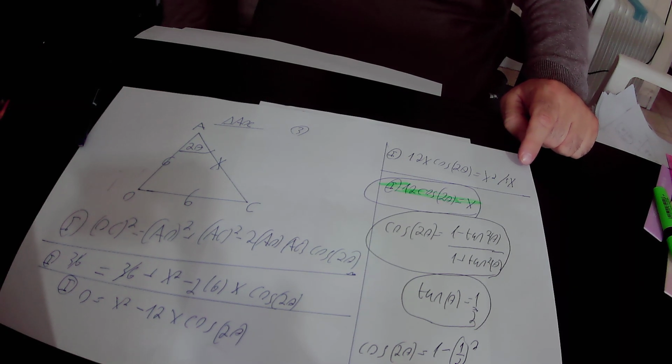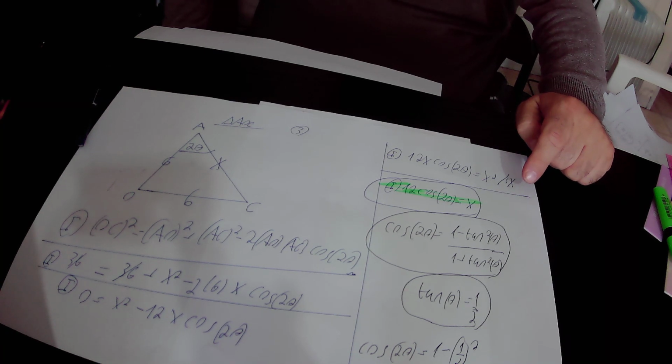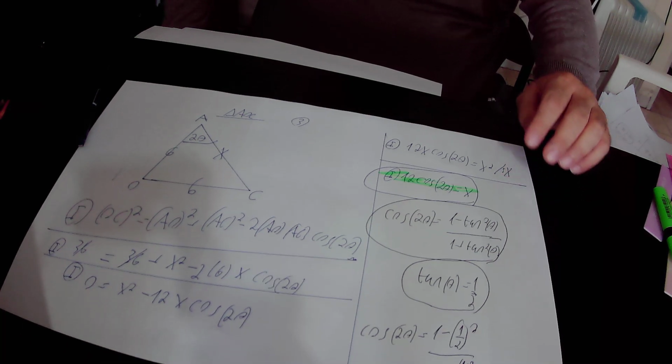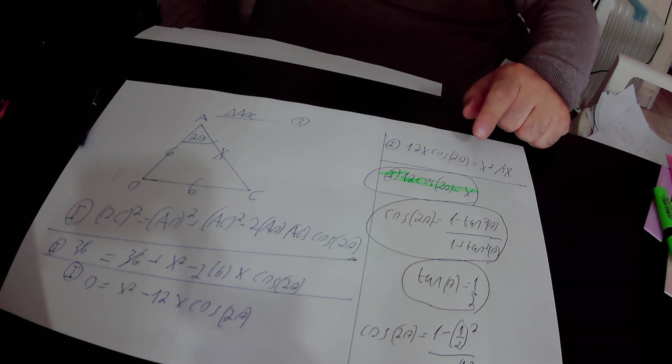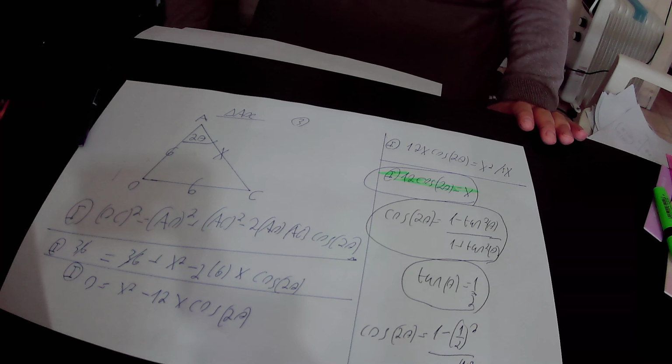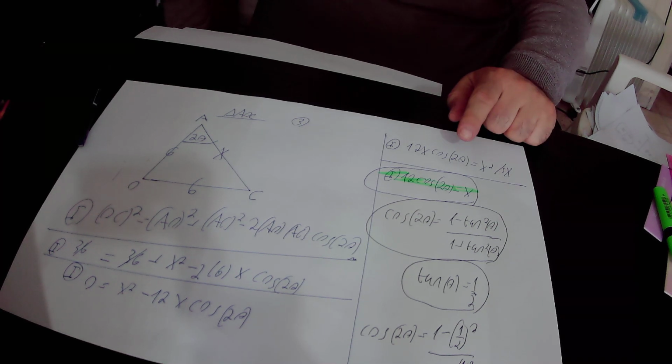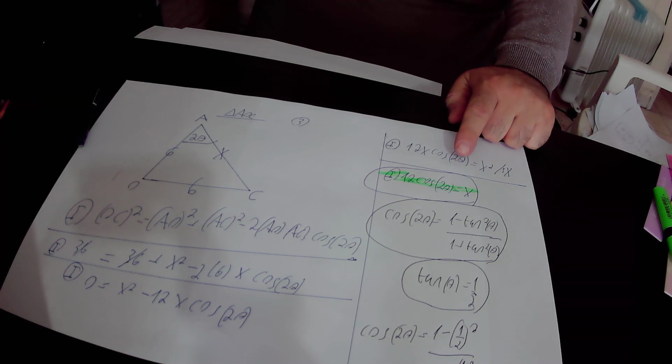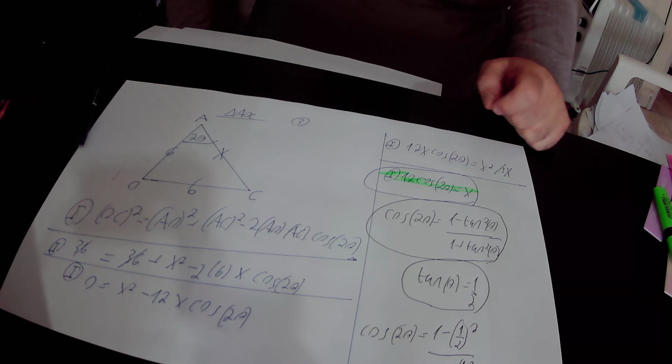We divided this equation by x, and we found out that 12 times cosine 2 theta equals x squared over x, which is x. So according to equation number 1, 12 times cosine 2 theta equals x. So the only thing left to do is to find the value of cosine 2 theta in order to find the value of the line segment that we are looking for, that is line segment x.